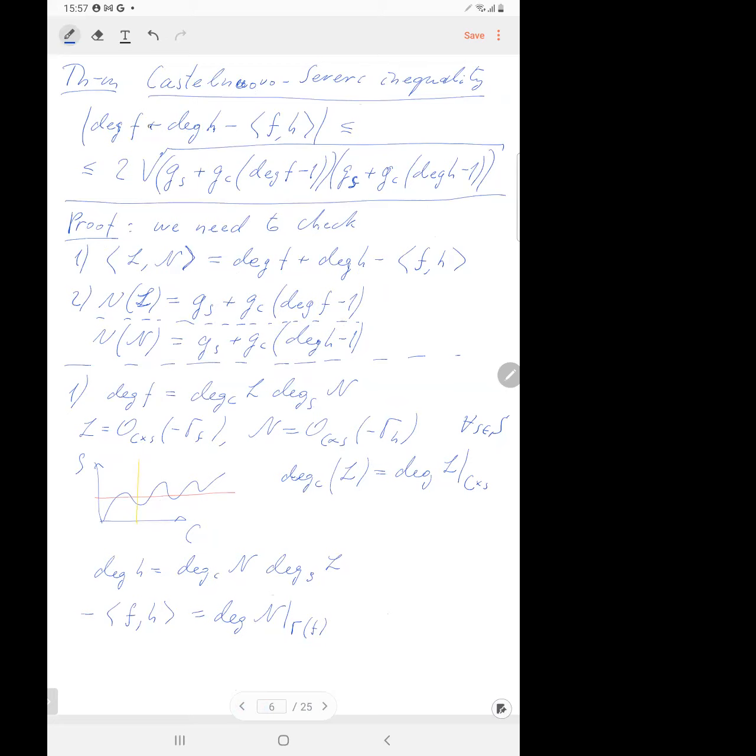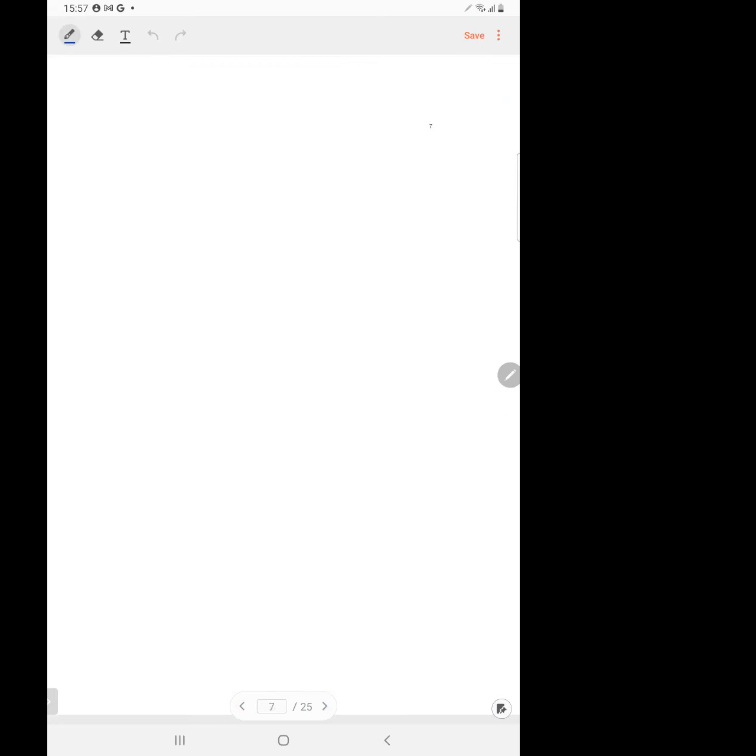So we have to check that n of L is equal to genus of.